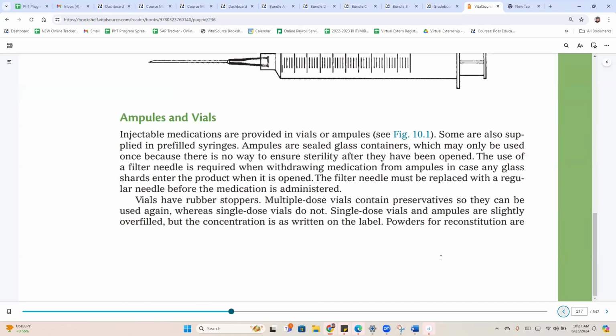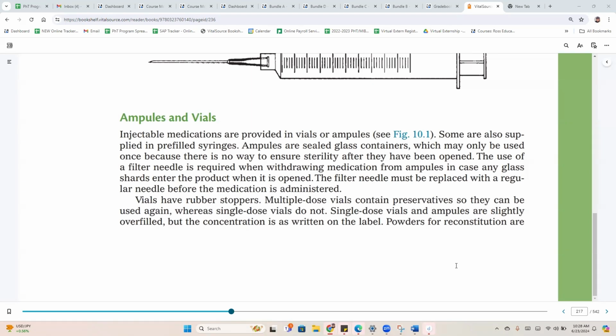Injectable medications are provided in vials or ampules. Some are also supplied in pre-filled syringes. Ampules are sealed glass containers which may only be used once because there is no way to ensure sterility after they have been opened. The use of a filter needle is required when withdrawing medication from ampules in case any glass shards enter the product when it's opened. The filter needle must be replaced with a regular needle before the medication is administered.